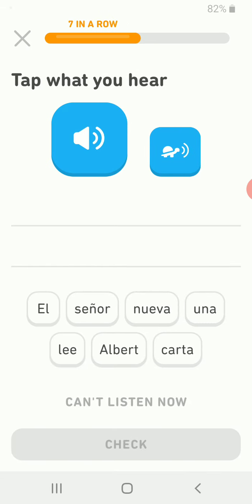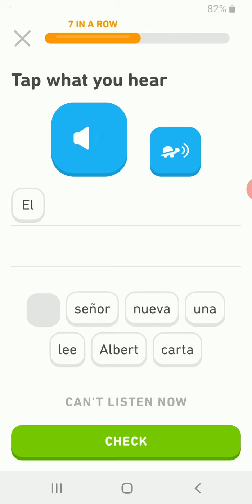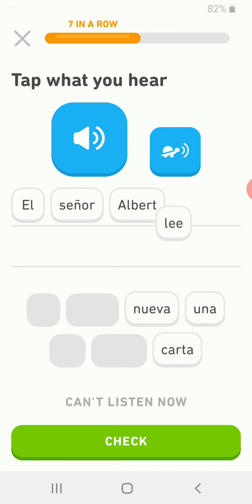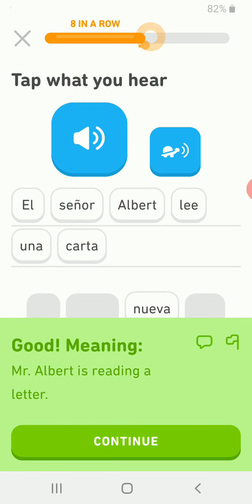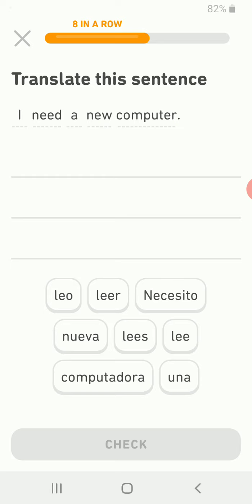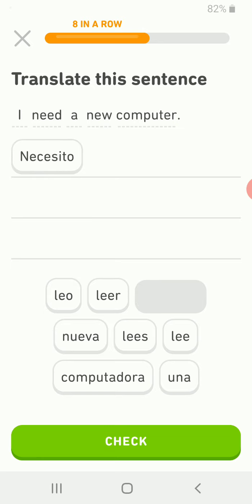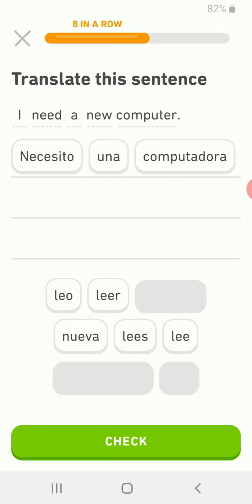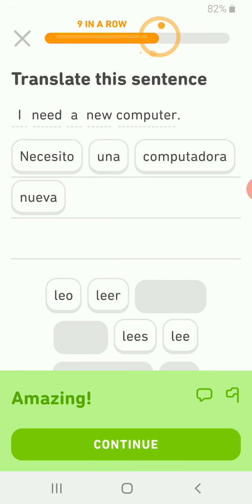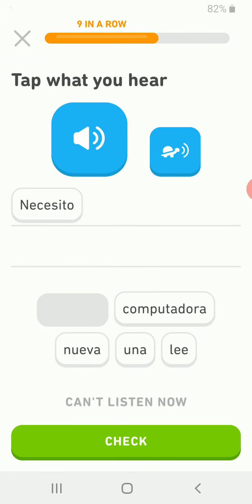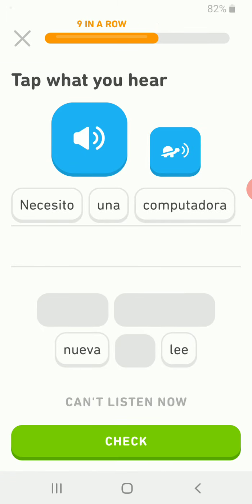El señor Albert lee una carta. Carta. Very good. So, I need a new computer. How would you say this? Necesito una computadora nueva. Of course, the adjective comes after the noun in Spanish. So, necesito, no problem. Una computadora nueva. Necesito una computadora nueva.